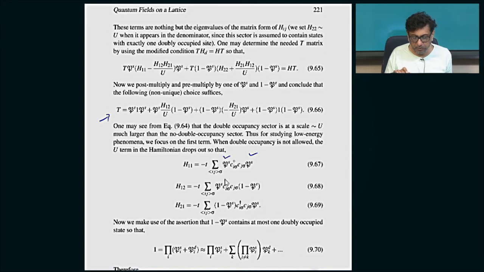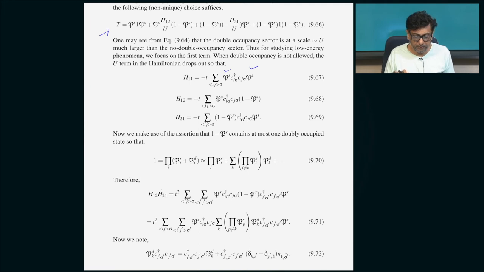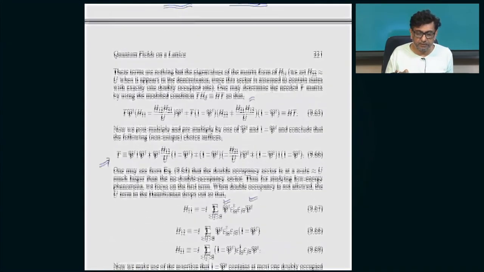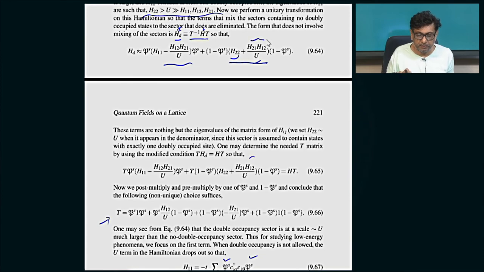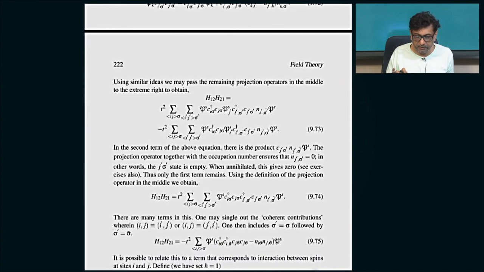So, you have this H12 which is a sandwich between single and double occupancy, and so on and so forth. Now you can go ahead and evaluate these types of products that appear in these expressions. So, say here for example, when you do that, it is a lot of tedious algebra.